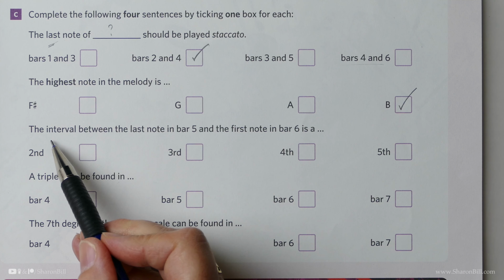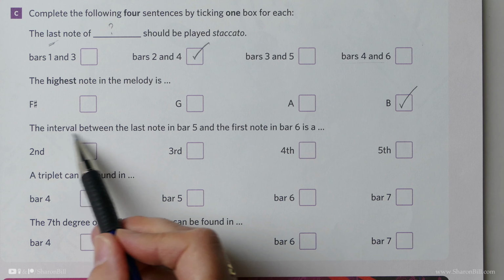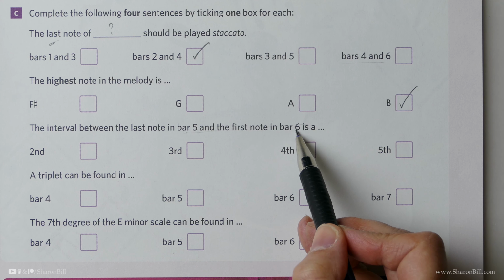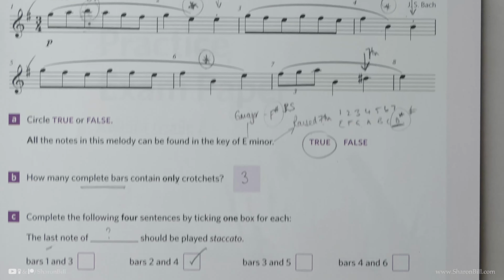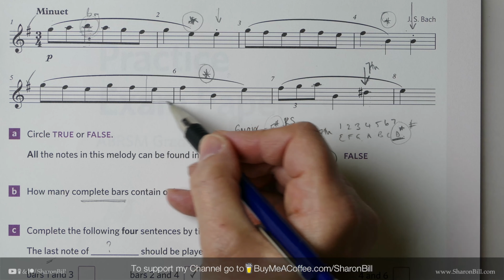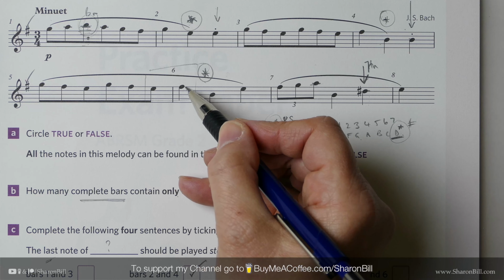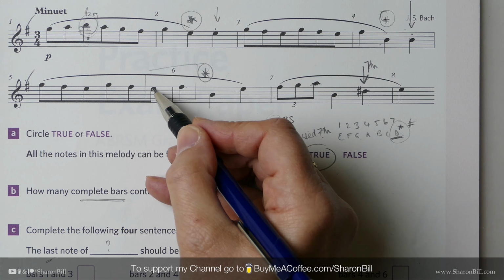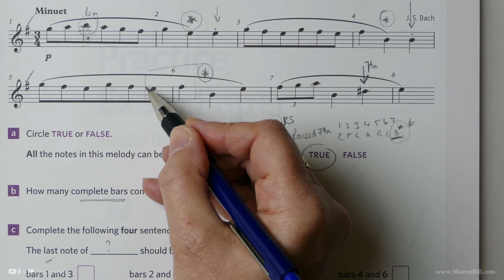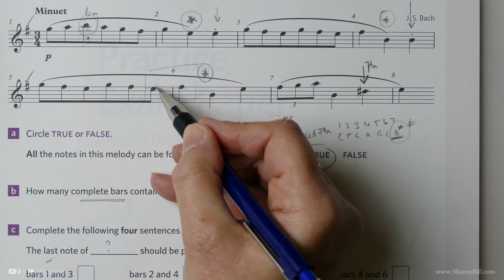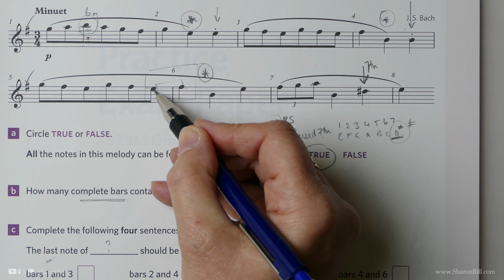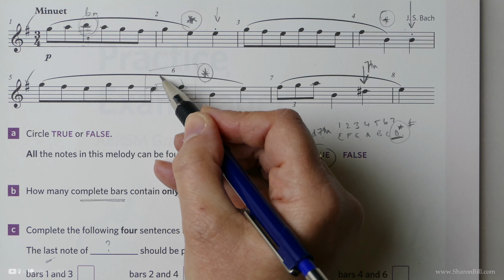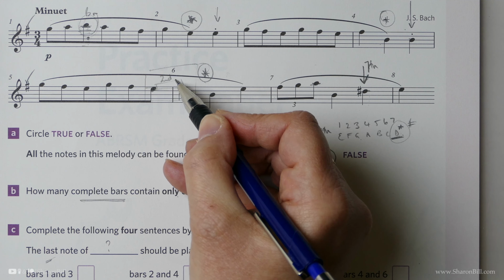Now we need to find and name the interval, so the distance between the notes and the last note of bar 5 and the first note of bar 6. So let's have a look. The last note of bar 5 and the first note of bar 6. And we're always counting from the lowest note up. So this is counted as 1. And then the next door note is 2. We've gone one step higher from degree 1 to degree 2, and that's a second.